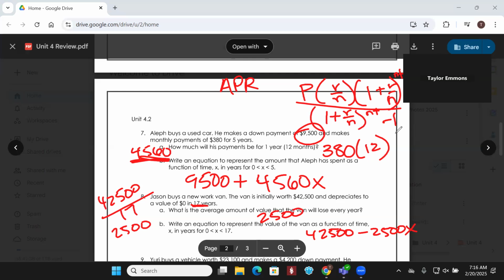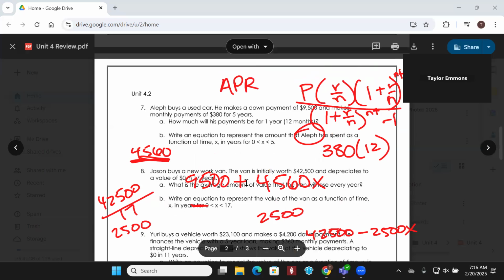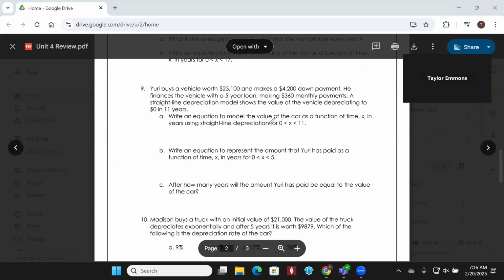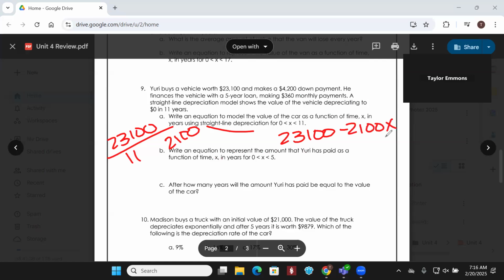I do want to make a correction on 9, but what's up? Yes, I'm going to go back in just 1 second. On number 9, I think yesterday we talked through this. I do need to make a correction because I was rushing through it. When you are doing the straight line depreciation, you're still doing the 23,100. You divide it by, is it 5 years? How many years? 11. Okay. 23,100 divided by 11. That's going to give me 2,100. How much did you start with?